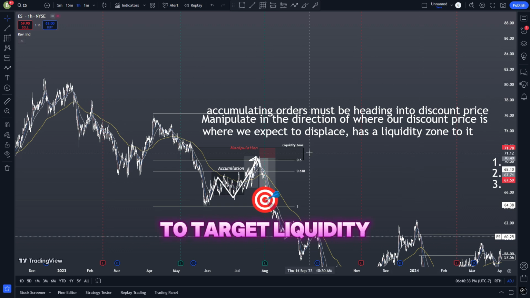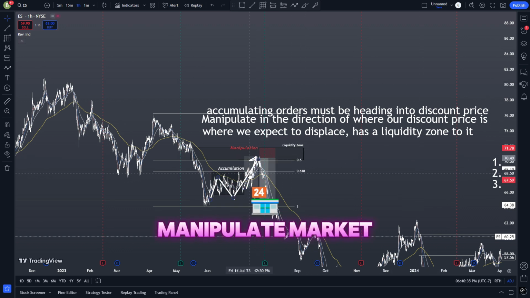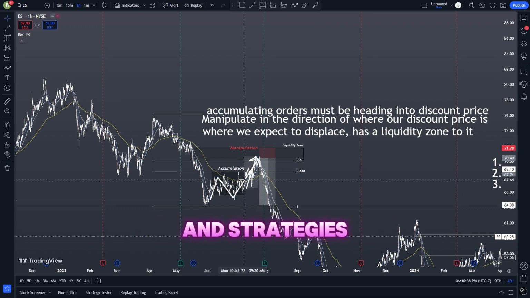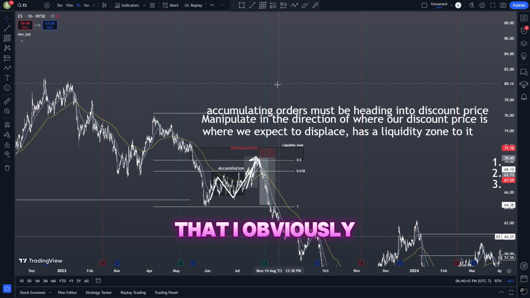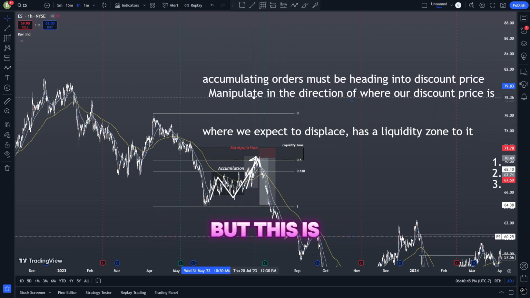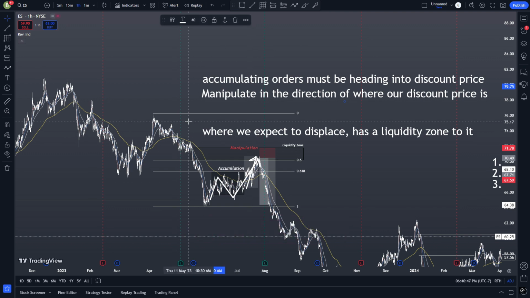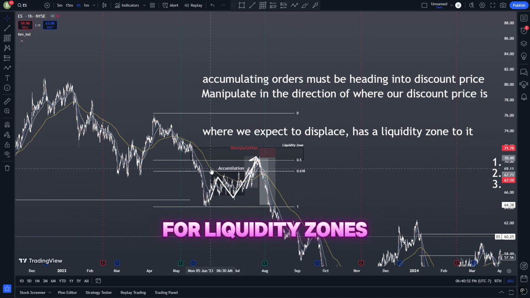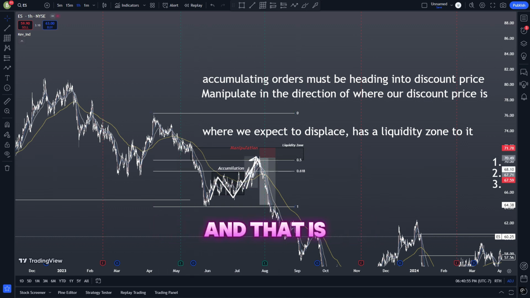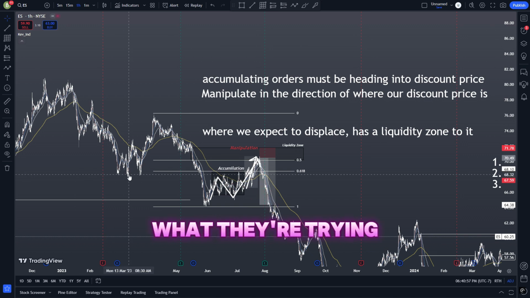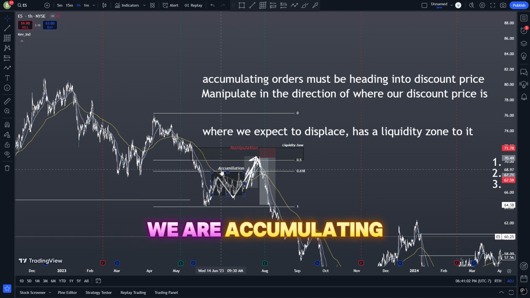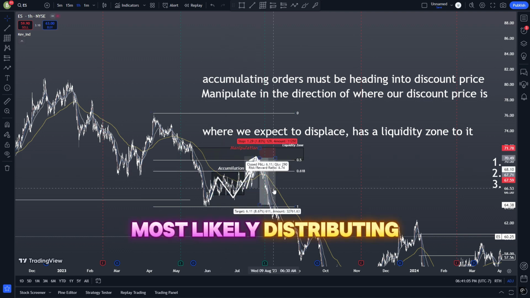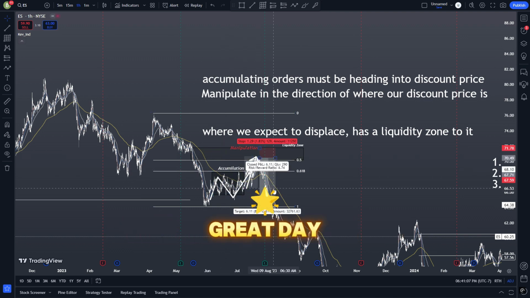The banks like to target liquidity, they like to manipulate market. They like to use institutional tools and strategies like order flow, dark pools, sophisticated algorithms that I obviously teach within a higher method, but this is just the plain version of what they look for. They're going to look for order blocks, they're going to look for liquidity zones, they're going to look for fair value gaps, and that is how you can always know what they're trying to do. Just as long as in the back of your mind, you're remembering that we are accumulating, manipulating, and then most likely distributing.